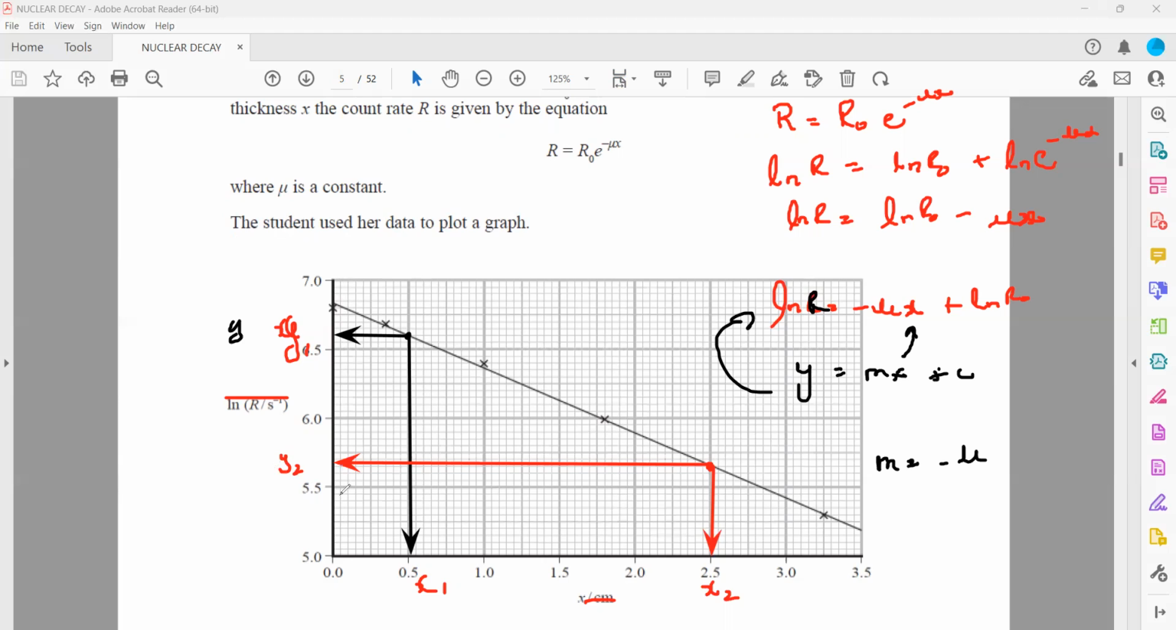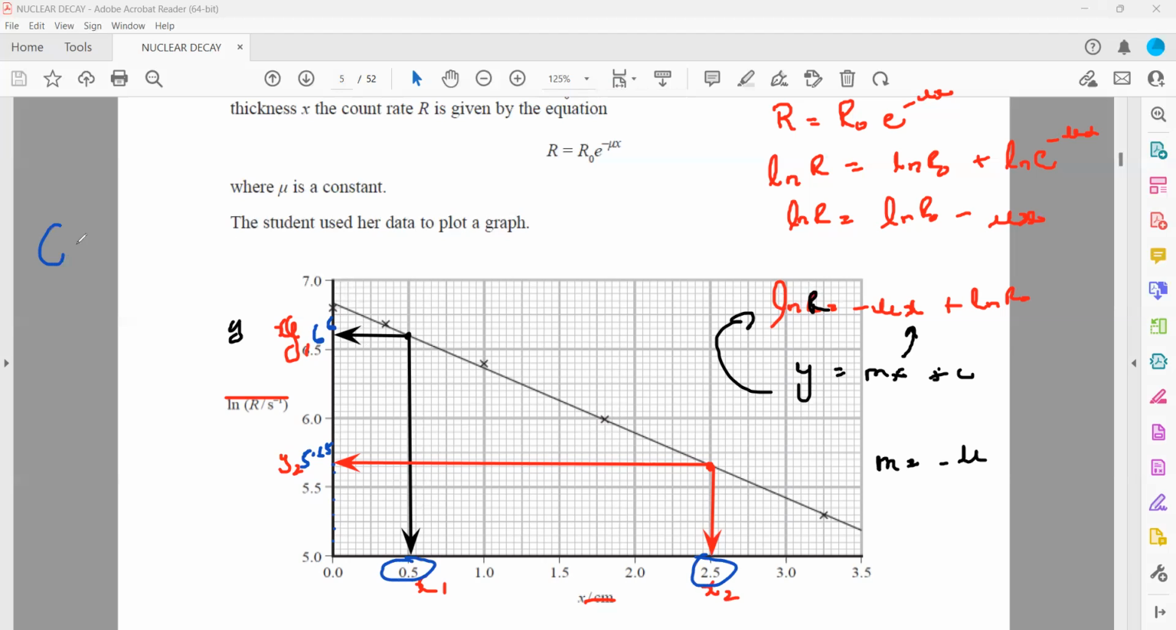So for the value of y, each box is 0.05, because 10 boxes equal 0.5. Counting from 5, this will be 5.1, 5.2, 5.3, 5.4, 5.5, 5.6, and 5.7, so this is 5.65. This one is 6.6. X1 is 0.5 and X2 is 2.5.